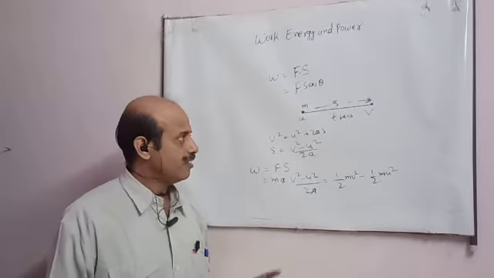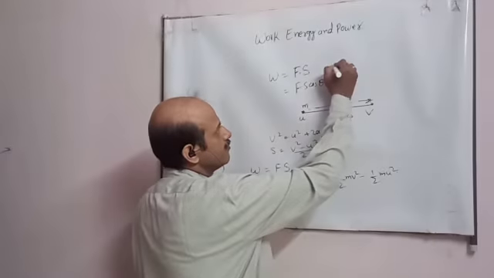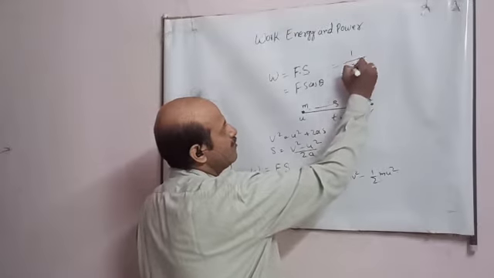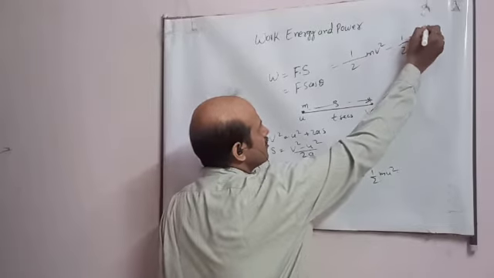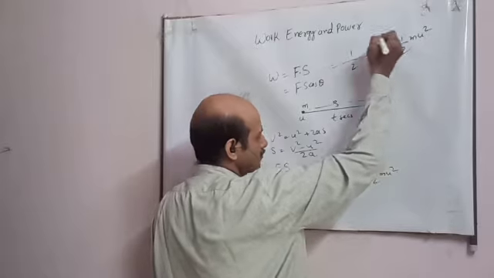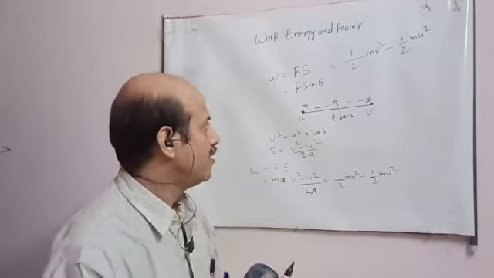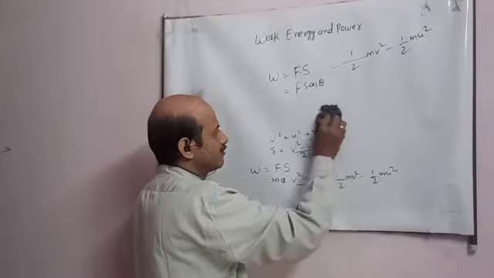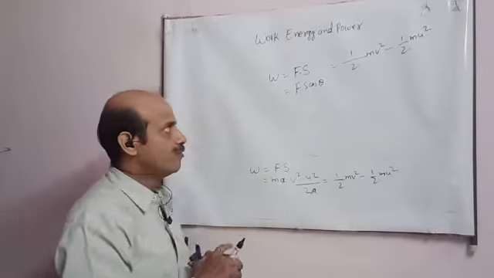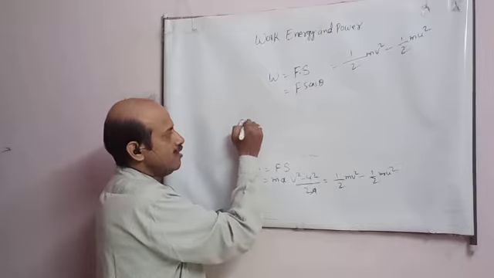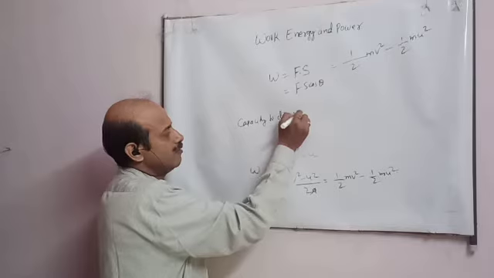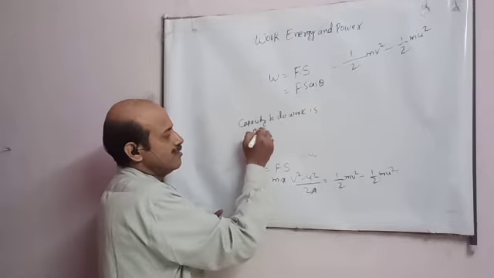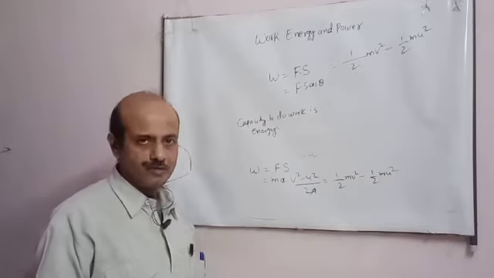Now see, here the work done comes out to be the difference of two quantities, half mv square minus half mu square. Now you see this expression, the work energy relation. Just now I told you, the capacity to do work is energy. This is energy.